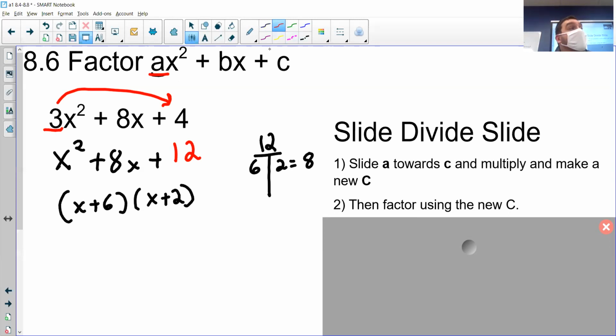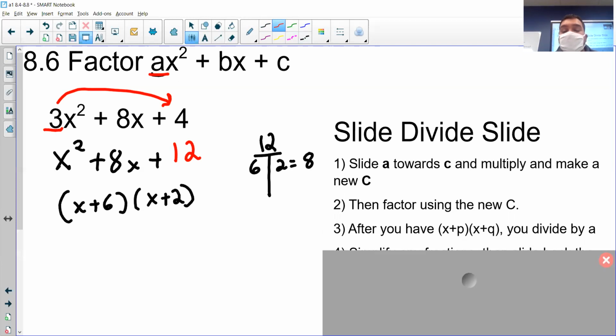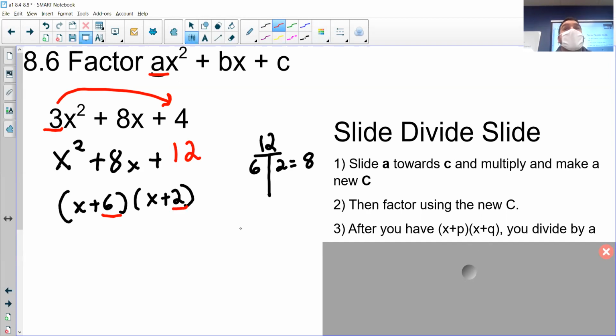All right. So x plus 6 and x plus 2, which this step is just called factor the new C. We know how to do that part. At least we practiced doing that part. Now, this is a new step. After you have your x plus p, x plus q, just because p and q are interchangeable, you're going to divide by the A, and that's the original A from the original problem. So we're going to divide both of these by my A value, which was 3.